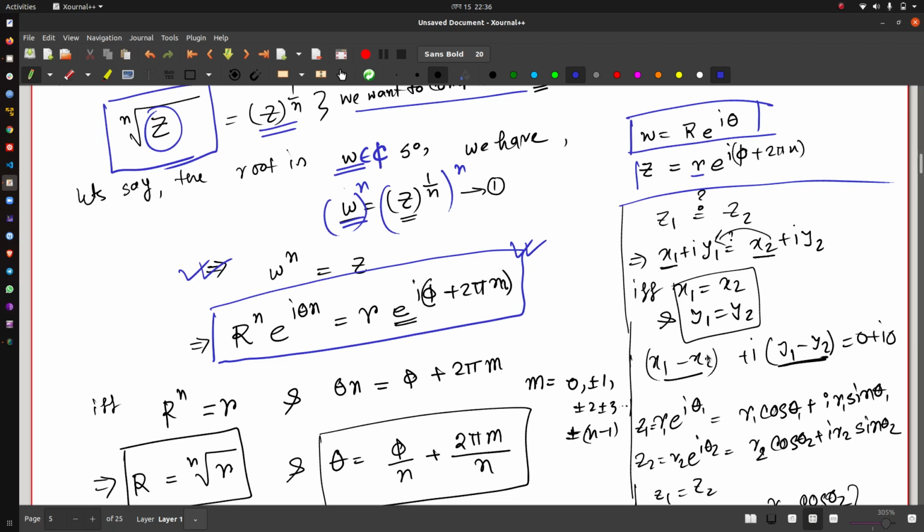You can easily see it from the graph that if you just take x1 minus x2 equals 0, and if you take y1 minus y2 not 0, you would still get an imaginary number, which is also a complex number with a real part being 0. That's why both of them have to be 0 simultaneously, right? So this is the Cartesian case.